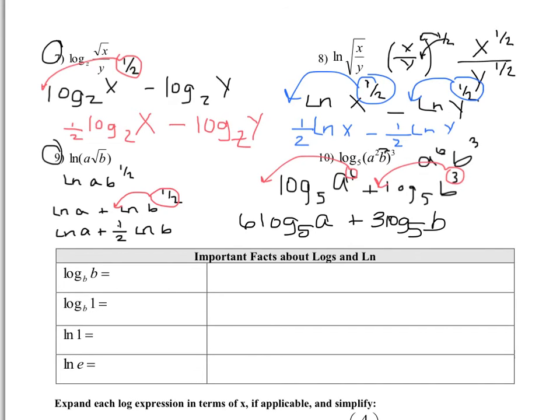Okay, look these 10 examples over. Star any that were difficult for you and make sure you come in with questions tomorrow.